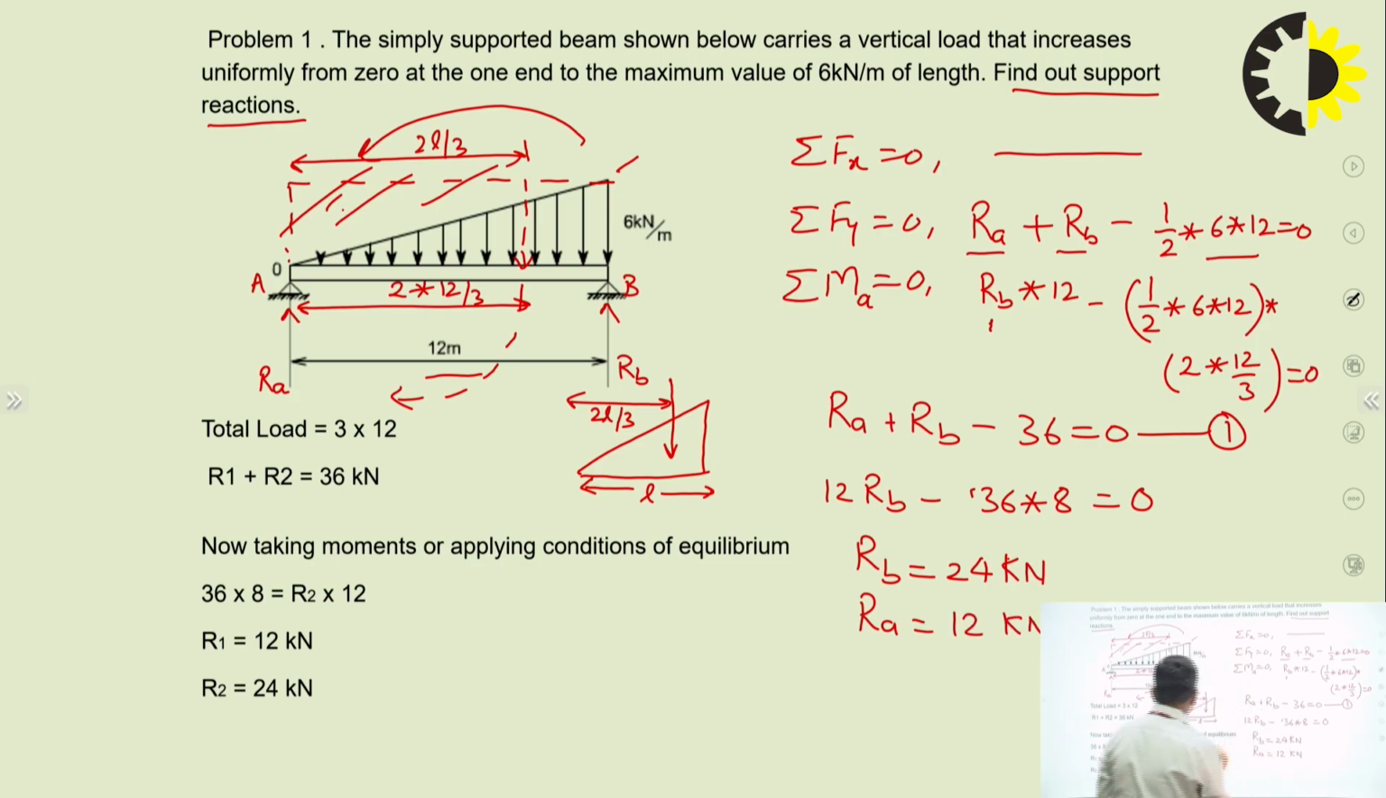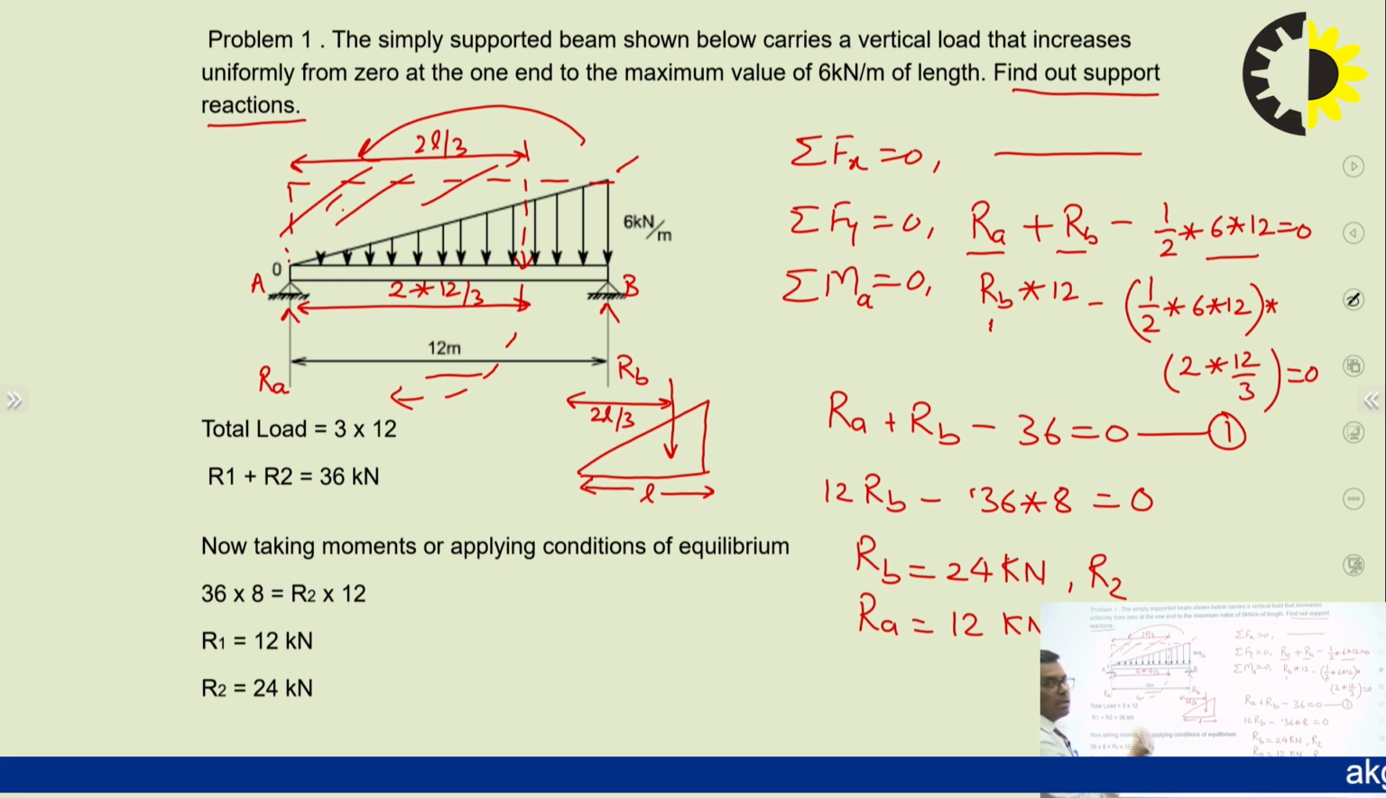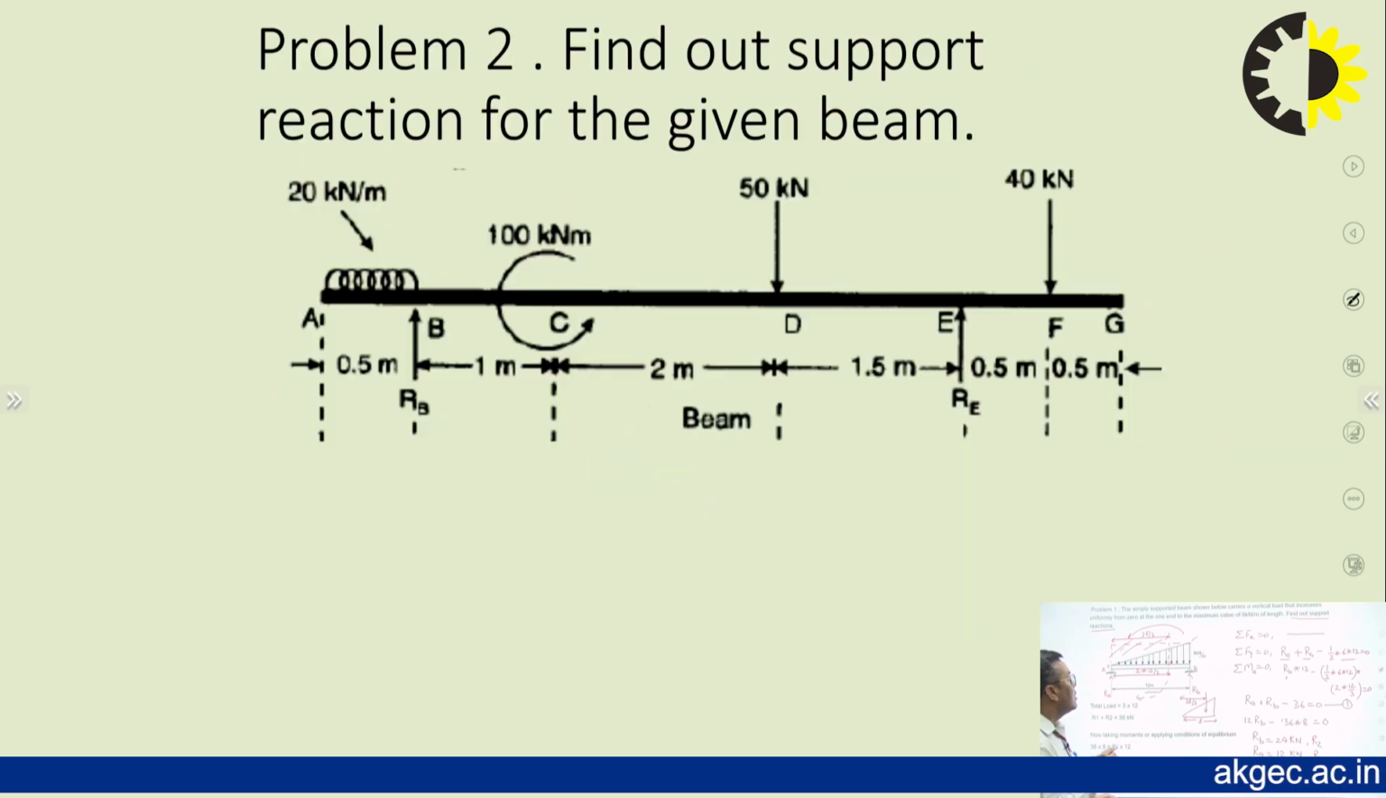In the question, in the answer segment, it is written as R2 and it is written as R1. I hope it was a very simple question, absolutely clear, no confusion, each and every point is clear. Now I am focusing on another problem.